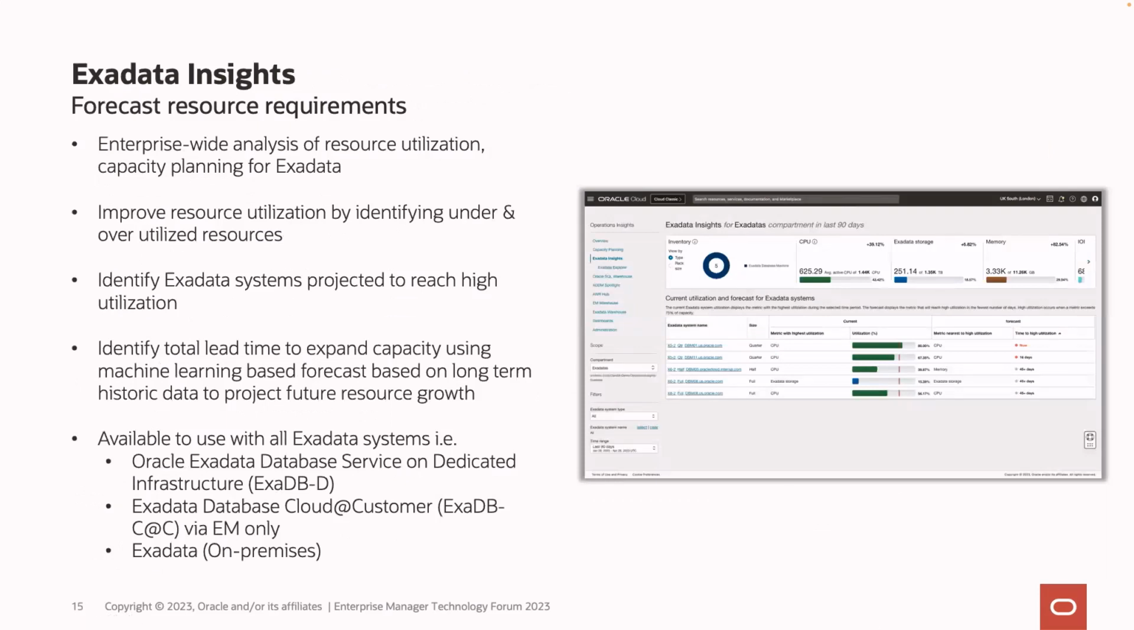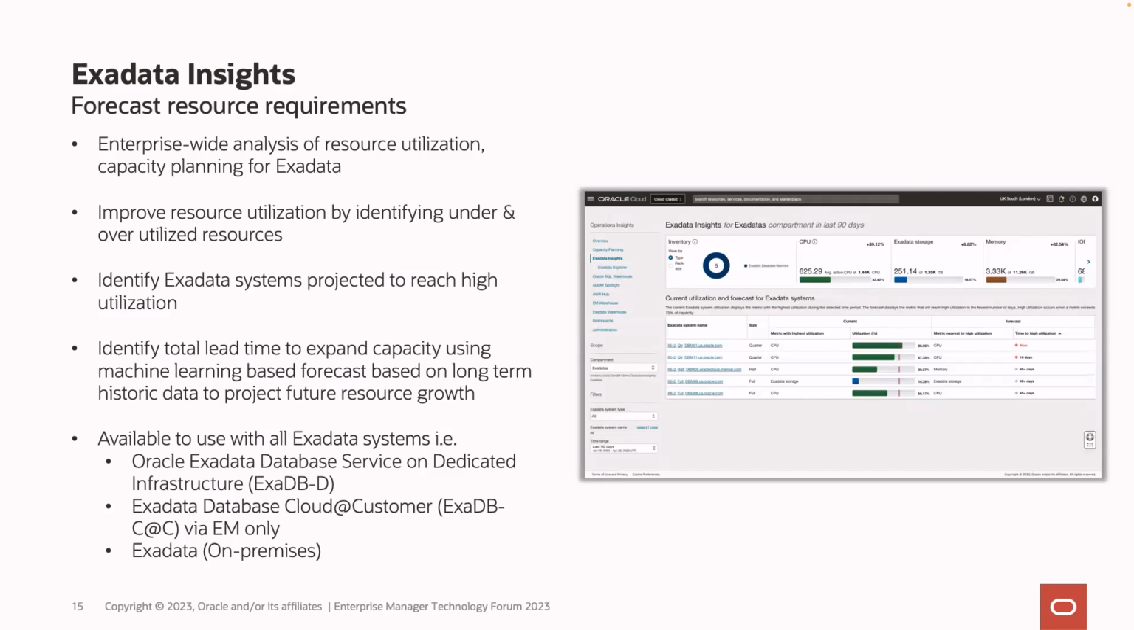Now, if you're using Exadata for your DB requirements, one can use Operations Insights to forecast resource requirements for Exadata systems as well. Whether you have your Exadata running on cloud, on-premises, or Cloud at Customer, we support all three flavors of Exadata systems. So what we can do is perform enterprise-wide analysis of resource utilization and capacity planning for Exadata systems, and improve resource utilization by identifying under- and over-utilized resources.